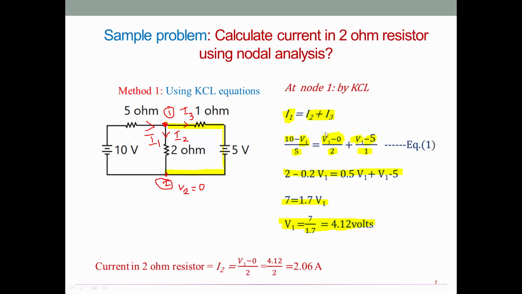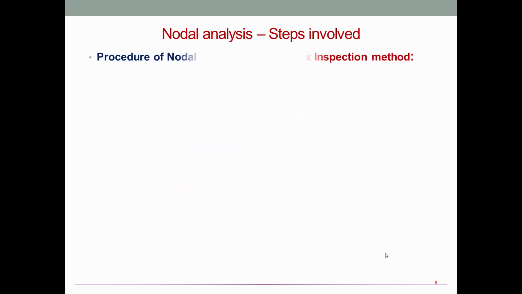Already we have written here V1 minus 0 divided by 2. So substitute the V1 value here. We'll be finding 2.06 amps current in the 2 ohm resistor. So this is method number 1. Then another method called the matrix inspection method.